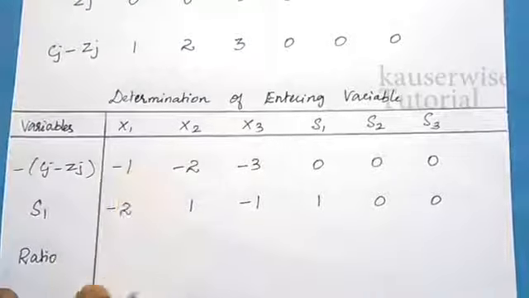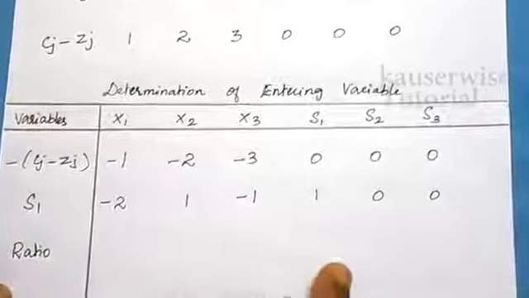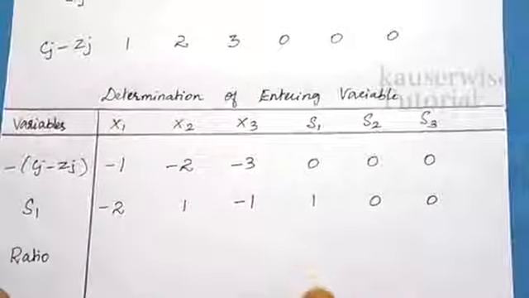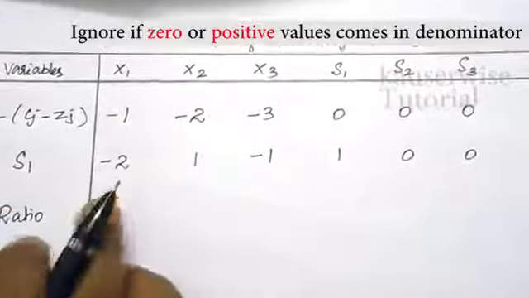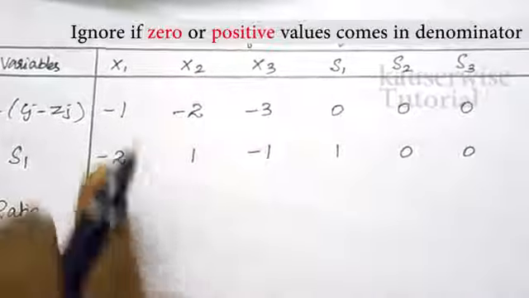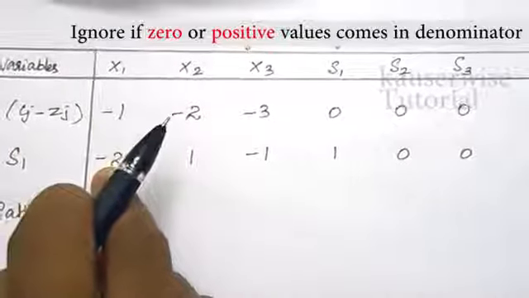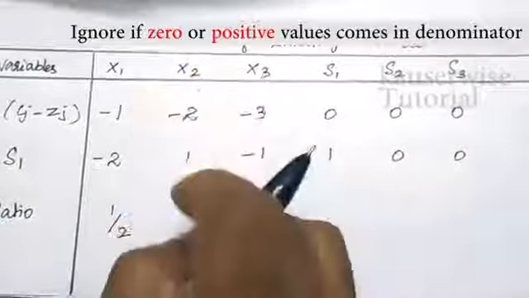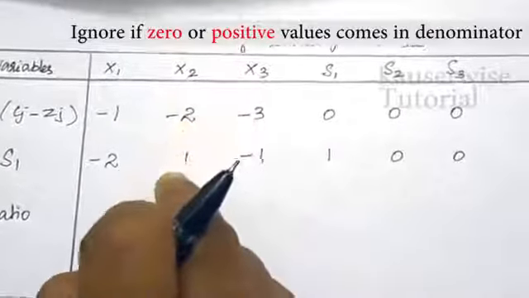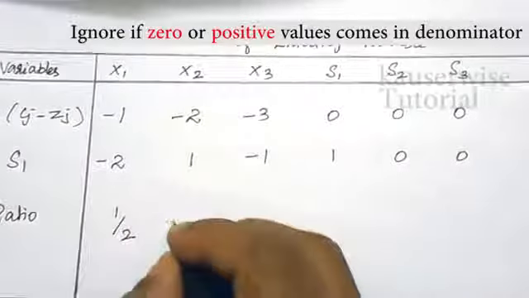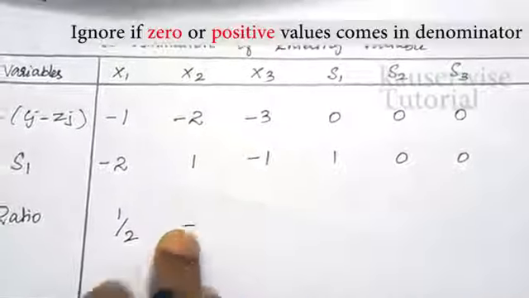While you take the ratio, just ignore positive values and 0 values in the denominator. For example, in the first value, minus 1 divided by minus 2, so you can find the ratio. Minus 1 divided by minus 2 is equal to plus 1 by 2. For the X2 value, minus 2 divided by plus 1. Here the denominator is a positive value, so just ignore it. You need not put any ratio for this.